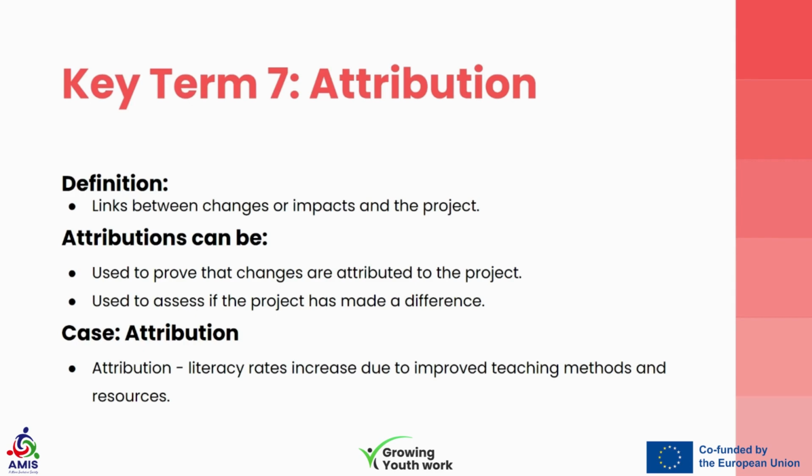This is done because outside factors could also play a very big role in this development. By measuring the attributions of a project, it is possible to assess if the project has made a difference. When looking at our case study, the attributions could indicate that changes in literacy rates can be directly attributed to the project due to improved teaching methods and resources.